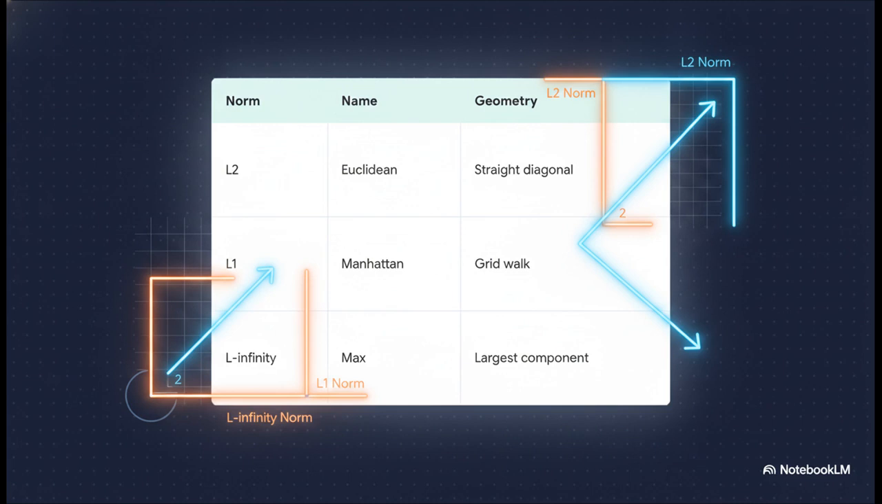Think of the L1 norm like walking city blocks in an urban grid. You can't just cut diagonally through skyscrapers. You have to go right and then up, forming an L-shaped path by just adding the absolute values together.